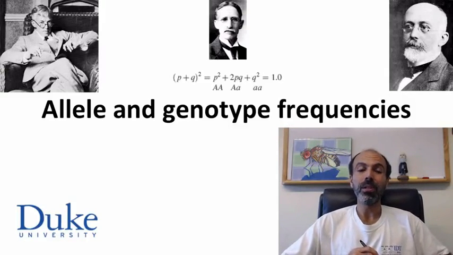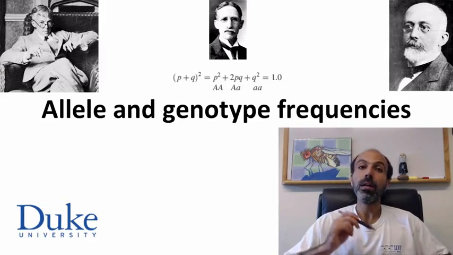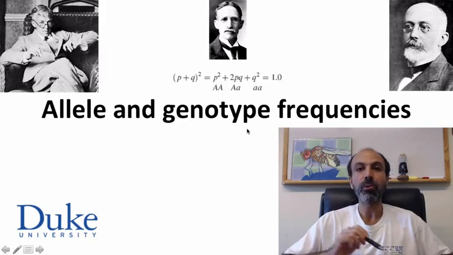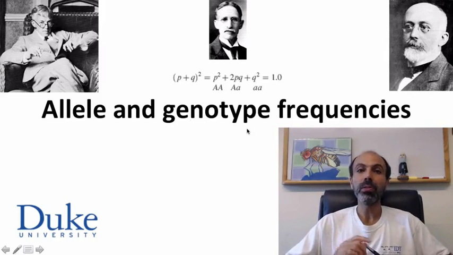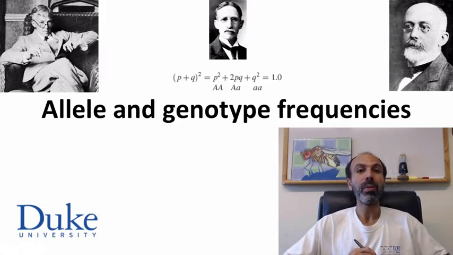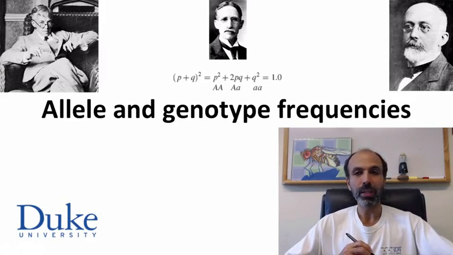In this set of videos, we'll be getting to the Hardy-Weinberg equilibrium. This is a foundational concept for the field of population genetics. Before we go to that, however, let's talk about allele frequencies and genotype frequencies, because understanding what those are and how you get them is very important both for the Hardy-Weinberg equilibrium and for population genetics more broadly.